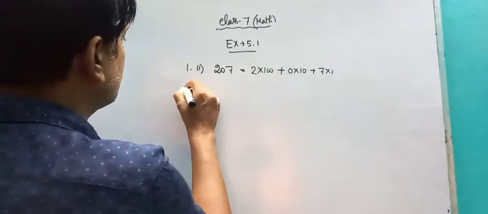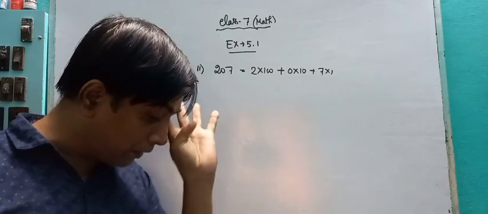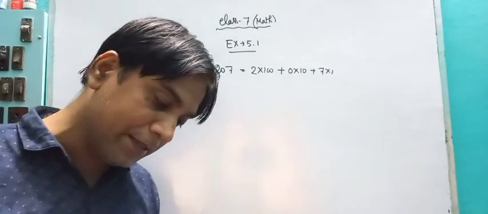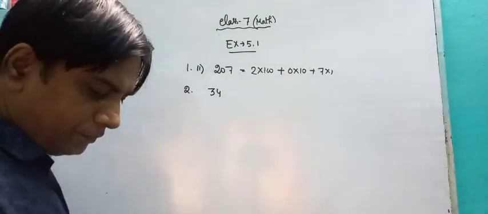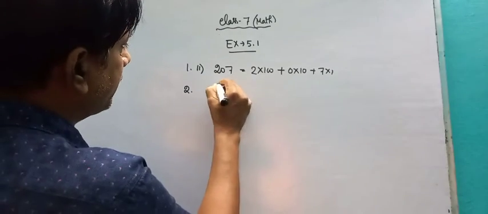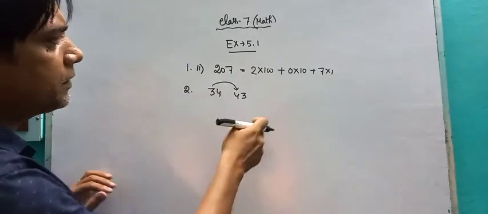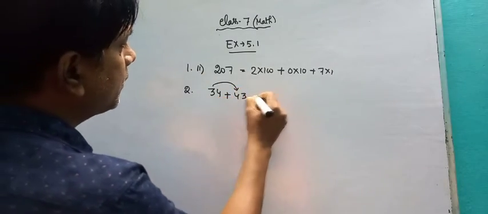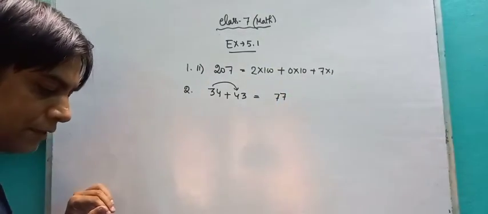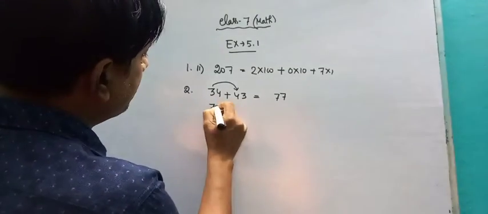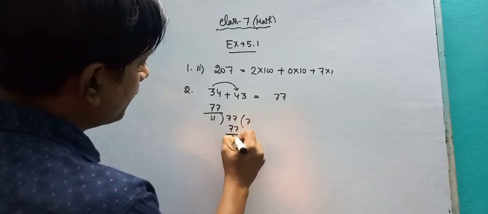Question number 2. Write the quotient when the sum of the two-digit number 34 and the number obtained by reversing the digits is divided by 11. If I reverse the digits of 34, it will form 43. If I add these, I get 77. If I divide 77 by 11, then you get 7.